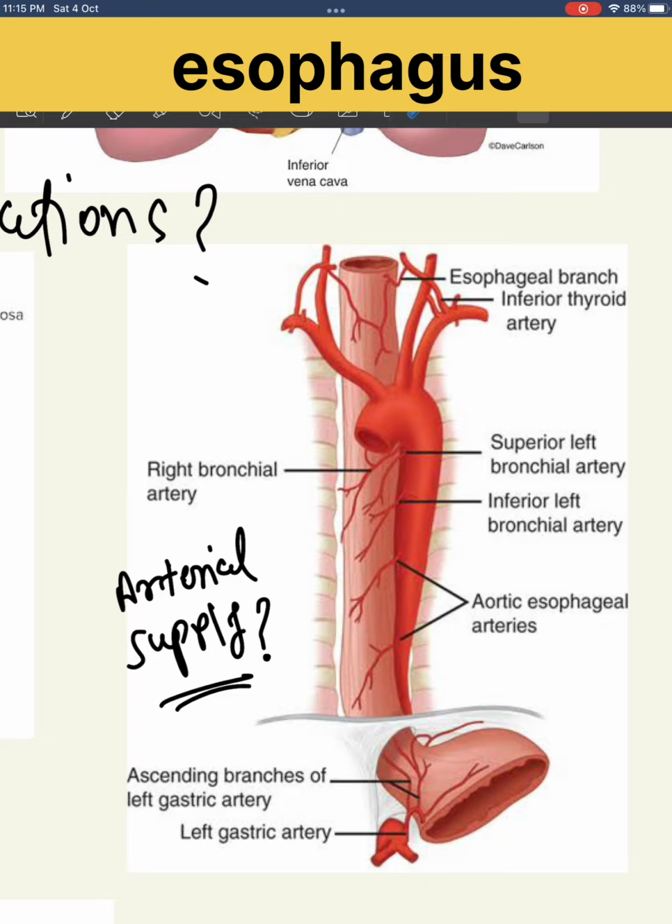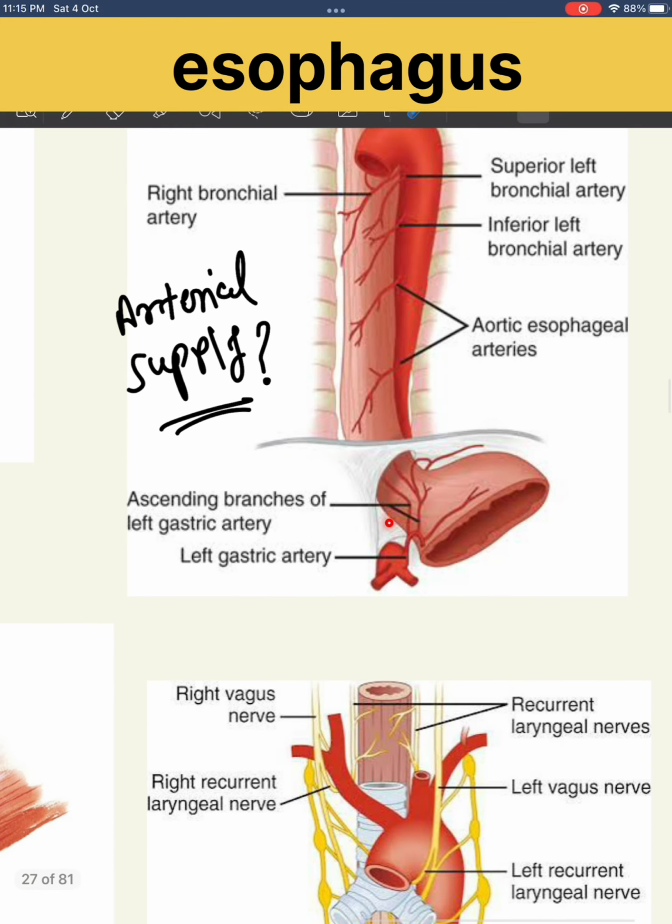directly from aorta like this. Then right and left bronchial arteries, so they also supply esophagus. And then in the lower part of esophagus, like in the abdominal part, it is supplied by esophageal branch of left gastric artery. So you can see this is left gastric artery.